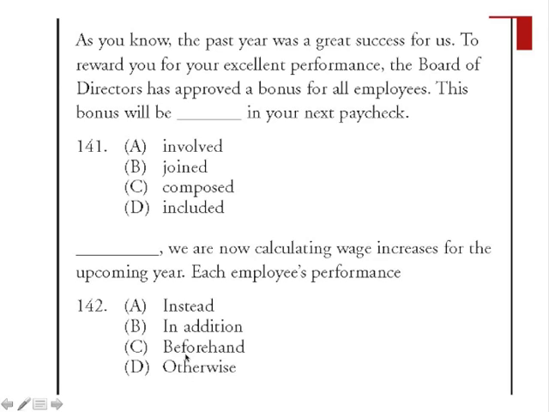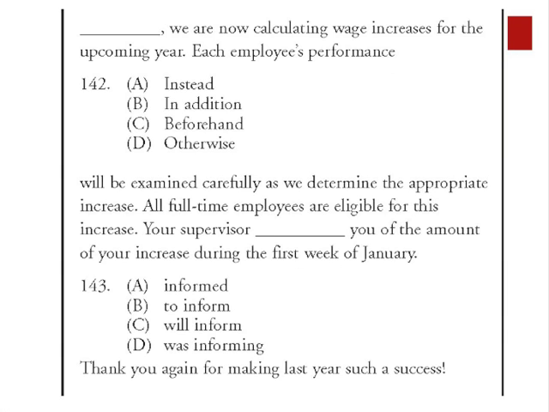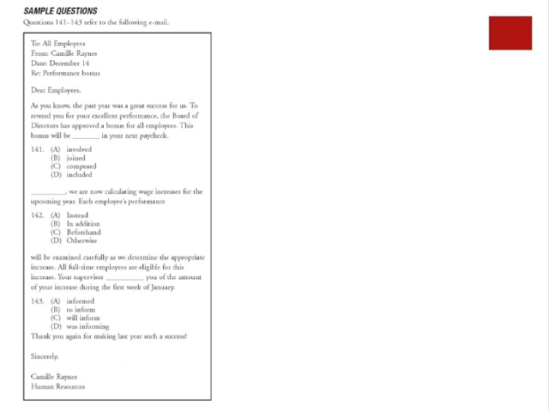142, look at our choices here. And then notice in 143, the choices look very similar to each other in meaning, but slightly different in form. Okay, so now that we've looked at the questions very quickly, now let's see if we can review what type of questions we have and the subcategories.